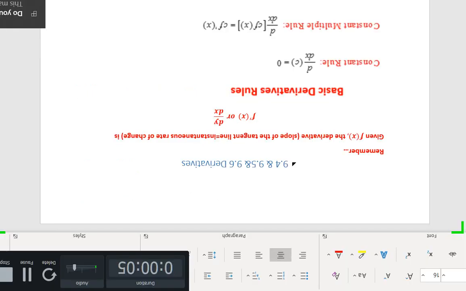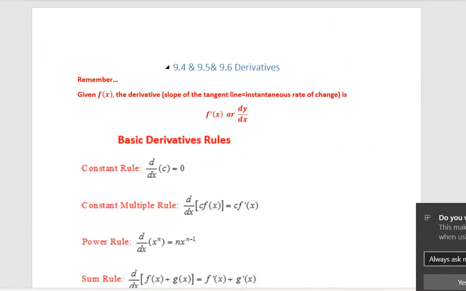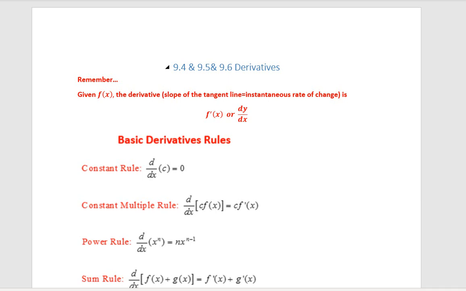Have a catch-all video for section 9.4 all the way to 9.6, which is talking about derivatives. So before we get started, just a reminder that if you're given a function f of x, then the derivative is the slope of the tangent line, which is the same thing as the instantaneous rate of change. So if any questions ask you to find the slope of the tangent line and find the rate of change, they're actually asking for the exact same thing.